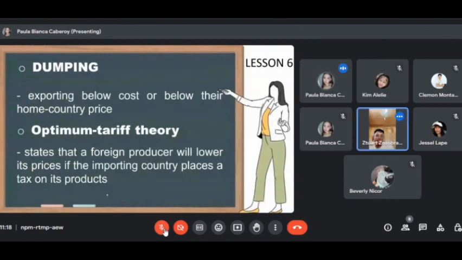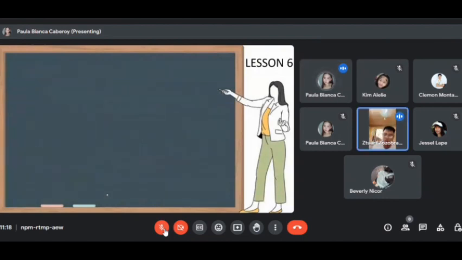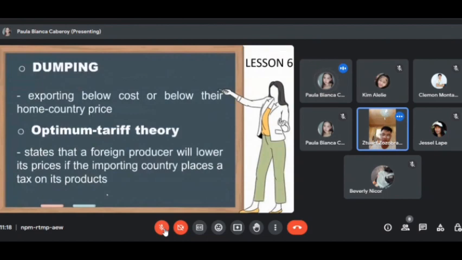The optimum tariff theory states that a foreign producer will lower its prices if the importing country places a tax on its products. If this occurs, benefits shift to the importing country because the producer lowers its profits on the export sales. There are many examples of products whose prices did not rise as much as the amount of the imposed tariff. However, it is difficult to predict when, where, and which exporters will voluntarily reduce their profit margins.